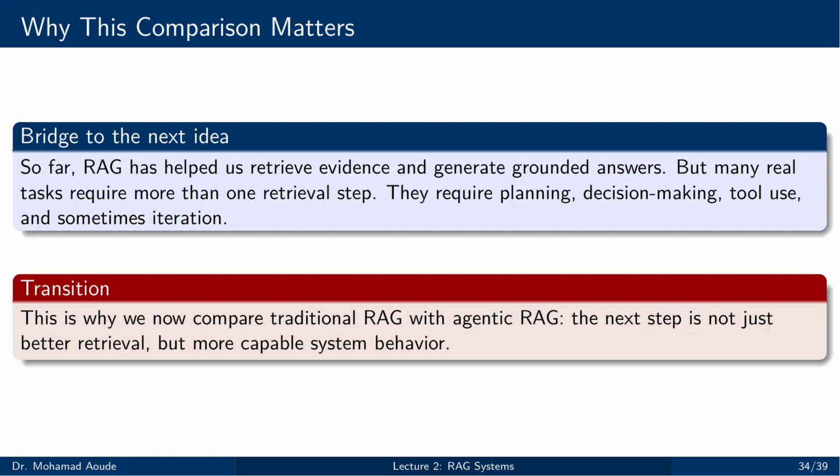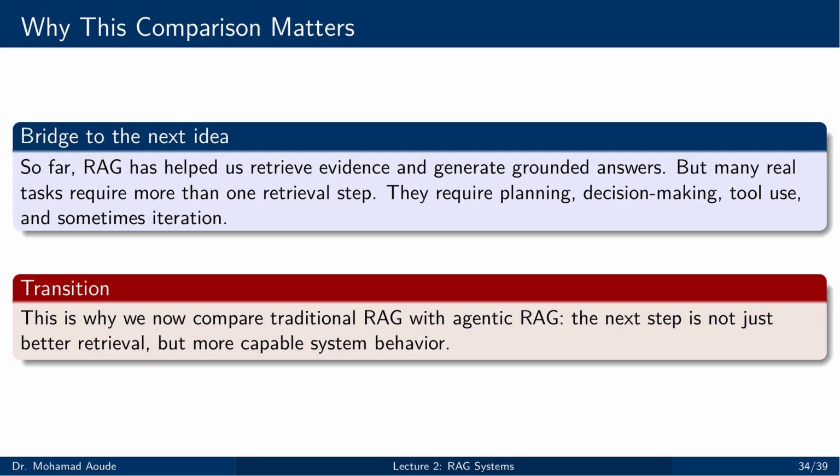So far, RAG has allowed us to retrieve evidence and generate grounded answers. That is powerful, but many real-world tasks require more than a single retrieval step. Some tasks involve looking something up, making a decision, querying another source, validating the result, and then revising the answer. That kind of behavior involves planning and iteration.